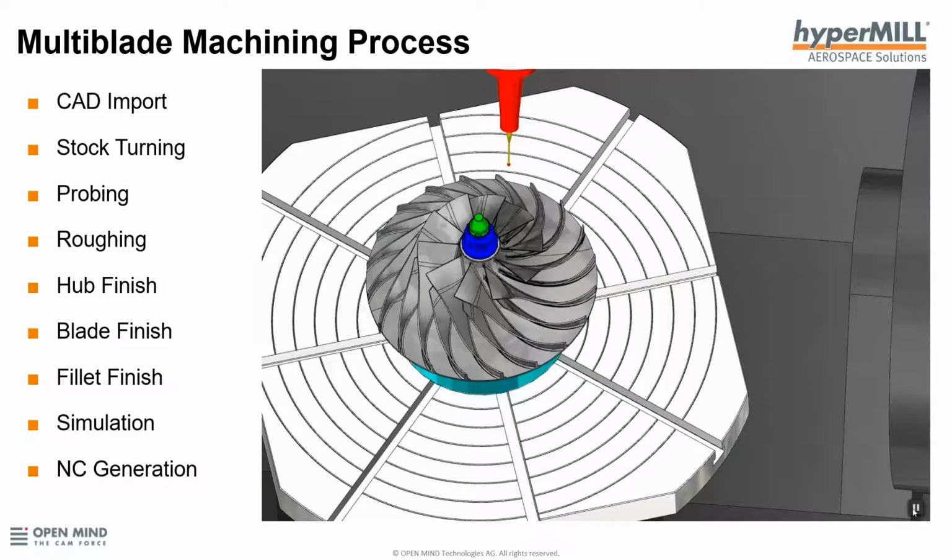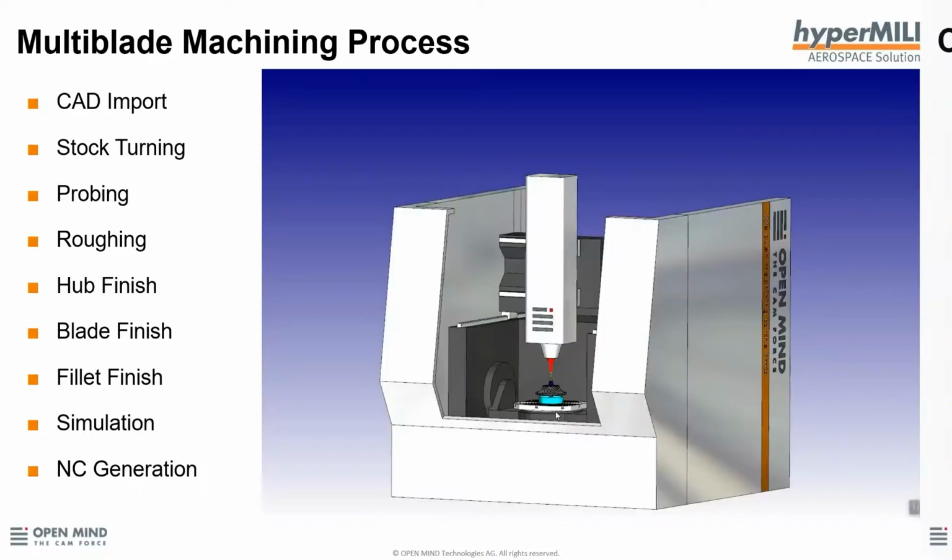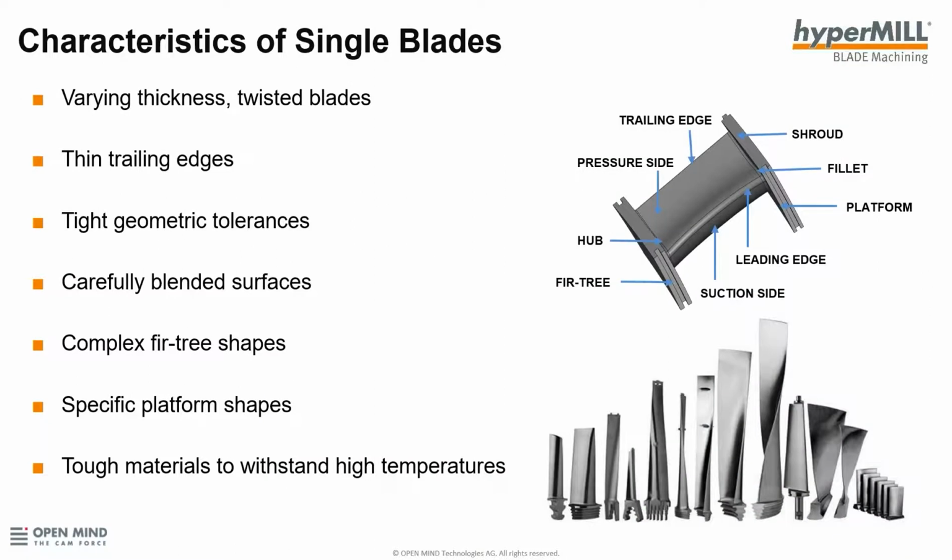And after machining of the component, on-the-job probing can also be done to measure and understand the deviations that may have occurred while machining. Now let's move on. We have talked about multi-blades. Let's talk about single blades.